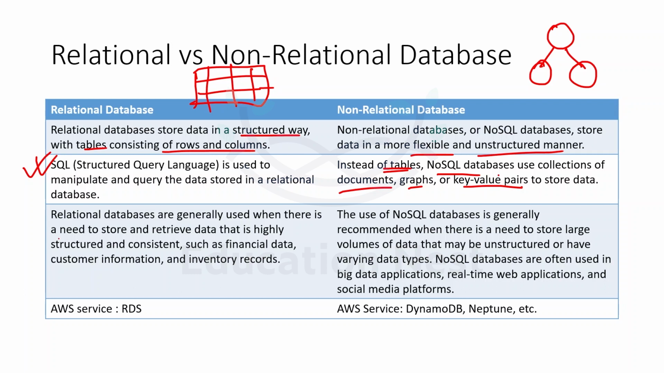Relational databases are generally used when you want to store highly structured data where consistency is required, such as financial data, customer information, and inventory records, right? In that case, we store the data in relational databases because they follow ACID transactions. That is, they provide atomicity, consistency, isolation, and durability, due to which our data is always in a consistent form.